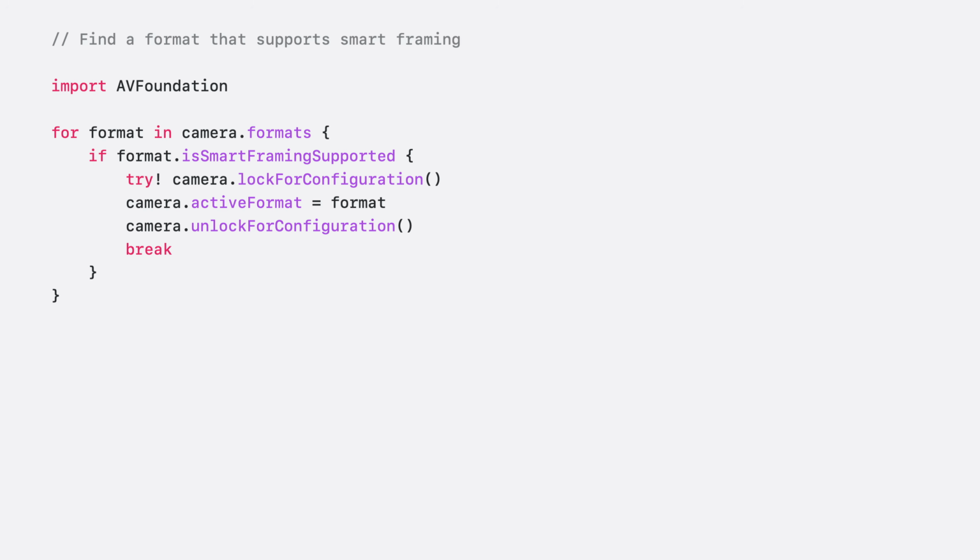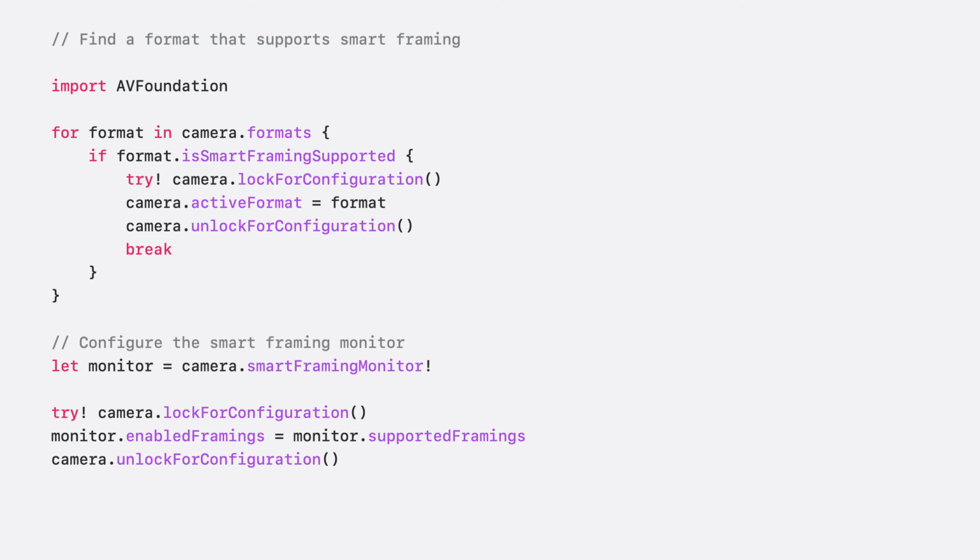Now, I'll walk through how to set up the monitor in code. With the ultra-wide front camera already selected from the dynamic aspect ratio setup, you can go ahead and find a format that supports both your desired aspect ratios and smart framing. Once you've found that format, lock the device for configuration and set the active format. Next, get the smart framing monitor from the camera.